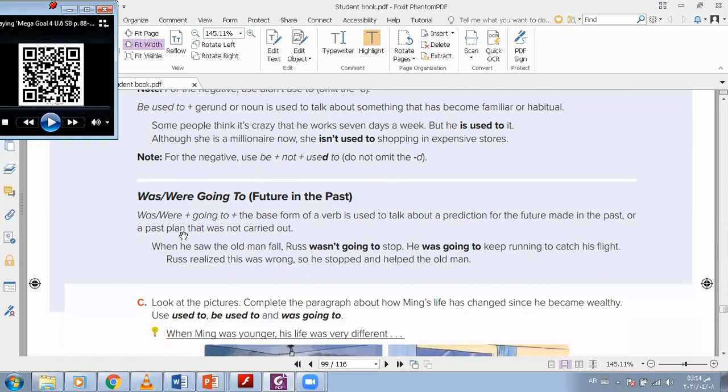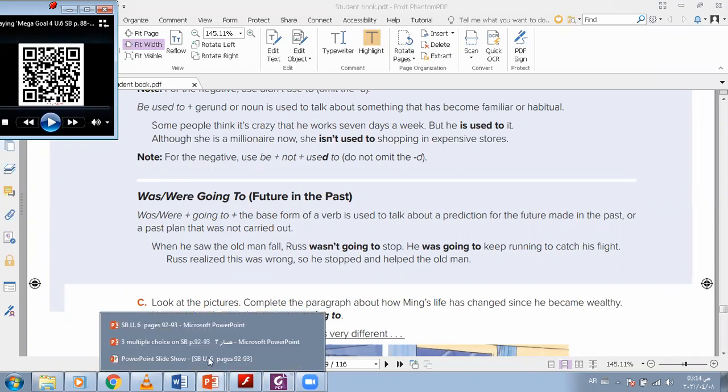طيب آخر جزئية اللي هو when we want to express about a prediction for the future made in the past or a past plan that was not carried out, we use was or were going to plus infinitive. يعني لما نيجي نتكلم بقى عن تنبؤ في المستقبل، أنا متنبئ لشيء أو إن أنا بخطط أو ناوي إن أنا أفعل شيء، طبعا نويت في الماضي ولكن لم أحققه، في الحالة ديت استخدم was أو were واجيب بعدها going to بعدين الانفينيتيف.